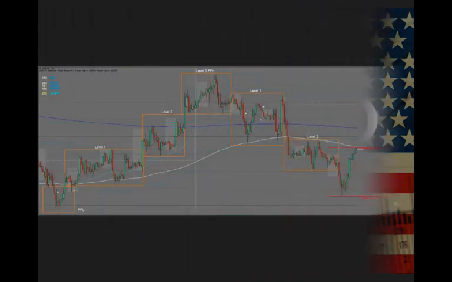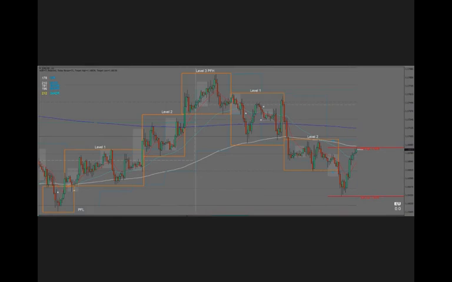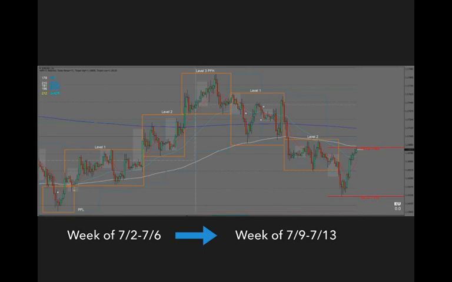Okay, so here's the EU chart. This is over a 2-week period, from the week previous, July 2nd, into the week that just ended, the week of July 9th. What we had was the previous week's peak formation low, which is what PFL stands for, which goes into our level 1 rise here. Then it went into a level 2 rise into a level 3 peak.